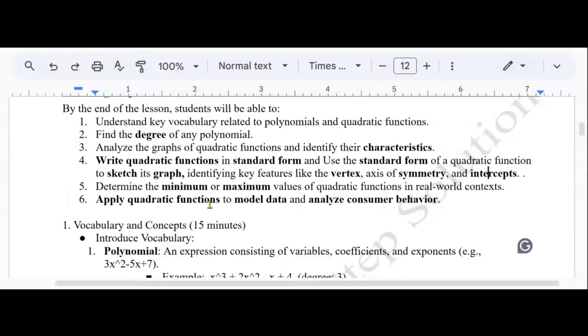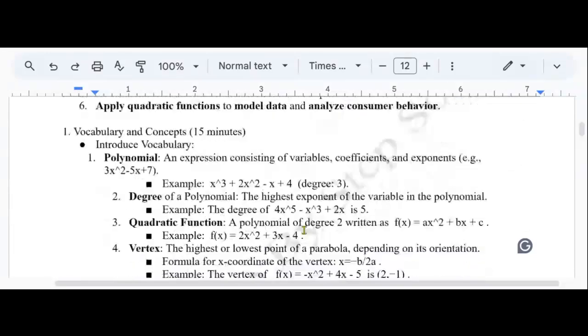5. Determine the minimum or maximum values of a quadratic function in a real world context. 6. Apply quadratic functions to model data and analyze consumer behavior. Very good. Now let's take a look at the vocabulary and concepts.